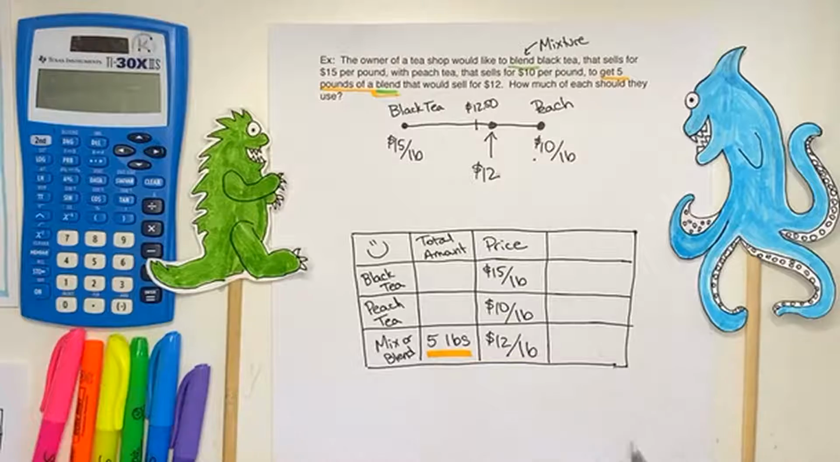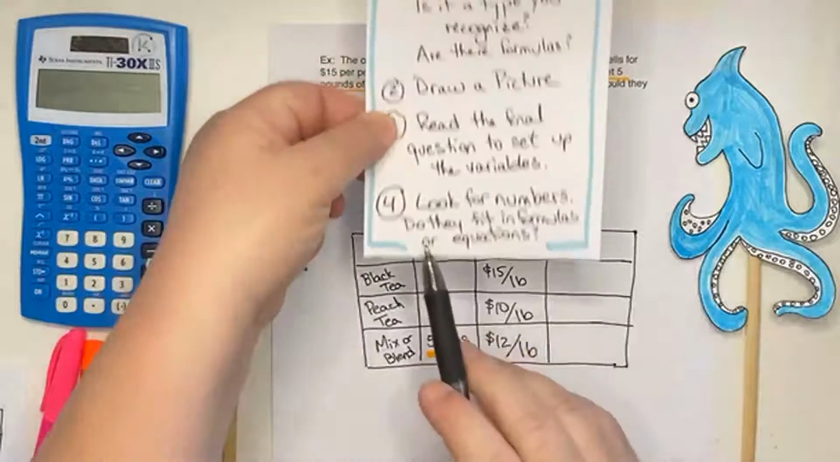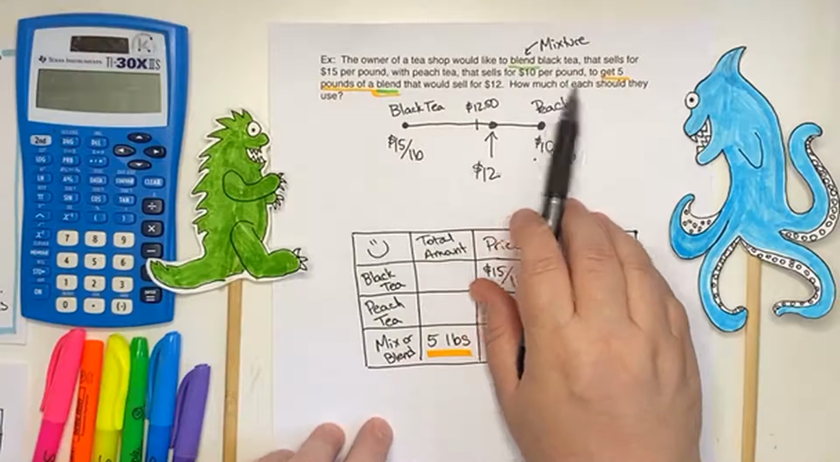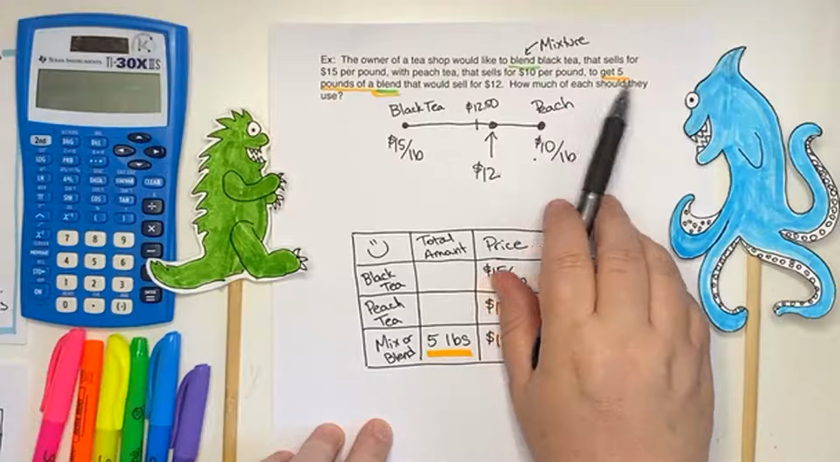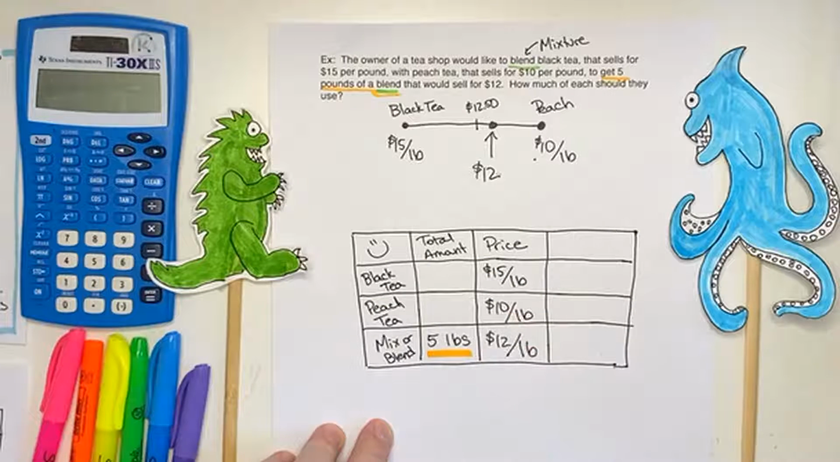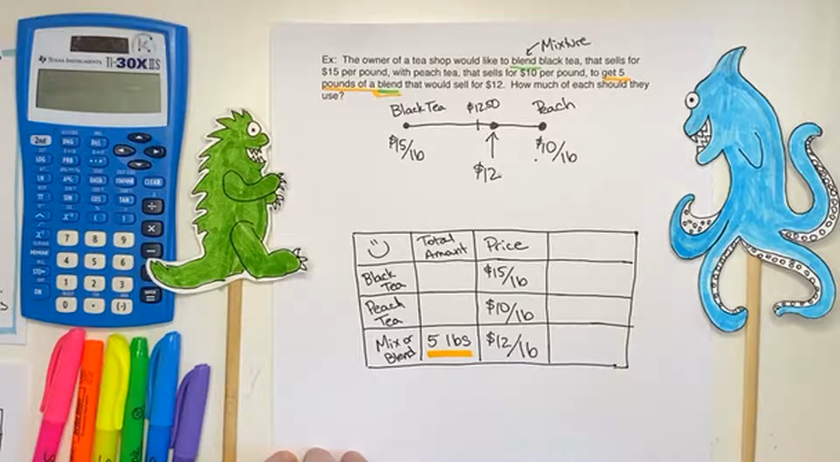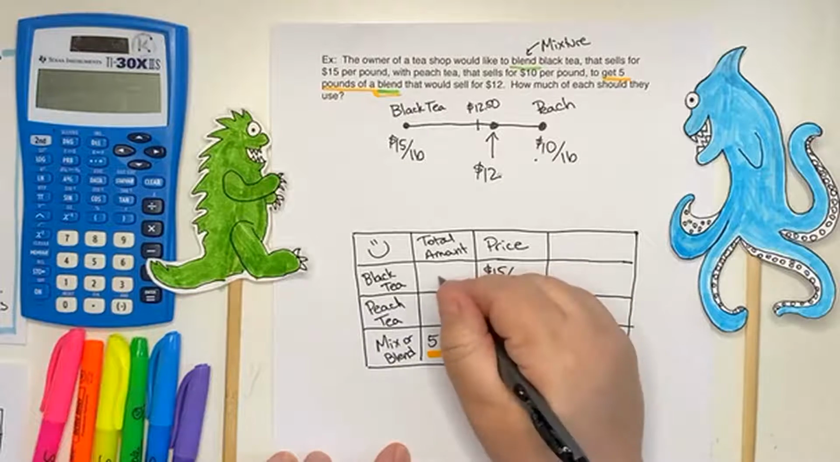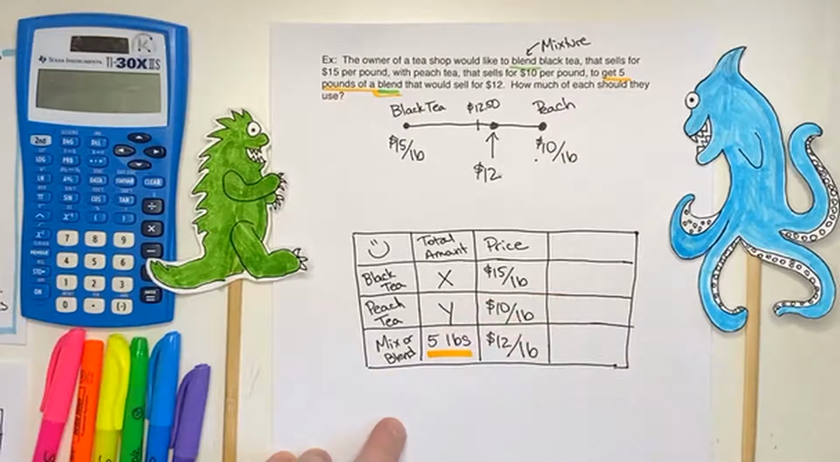Let me check the final question. Read the final question to set up the variables. How much of each of the types of tea should they use? Okay, I need variables here. Because it's still pretty early on, if you've never seen a mixture problem before, I'm going to use X and Y. But I really encourage you to use other variables, A and B, or B for black tea and P for peach tea. Live it up. Take advantage of all the choice you have.